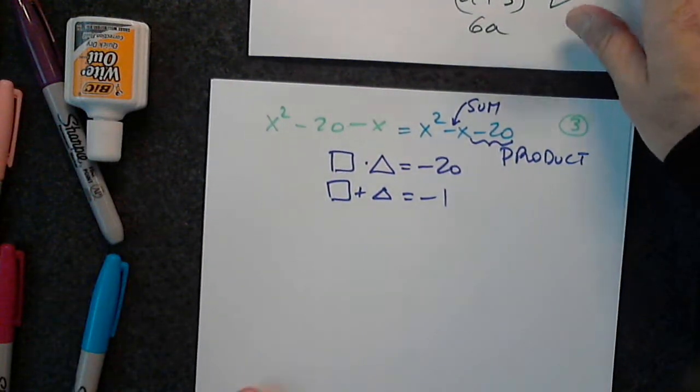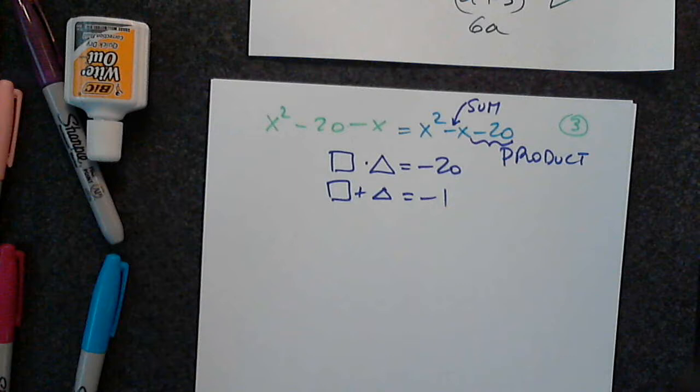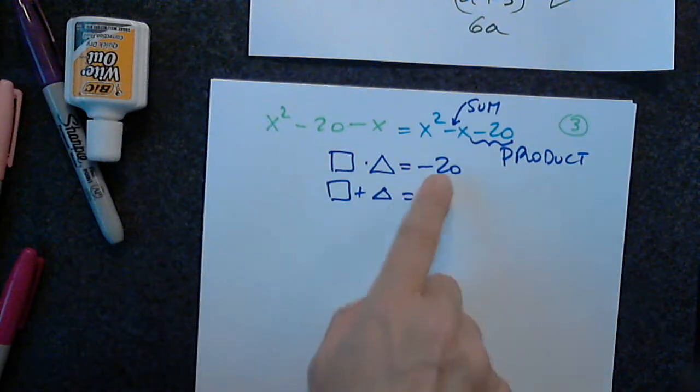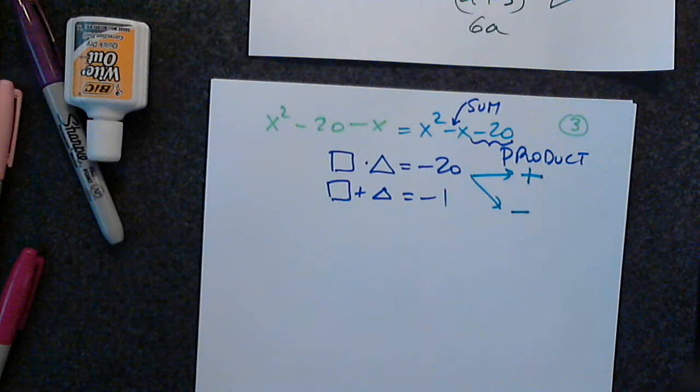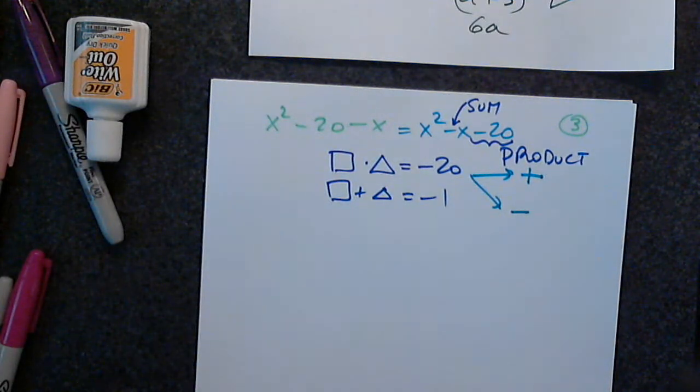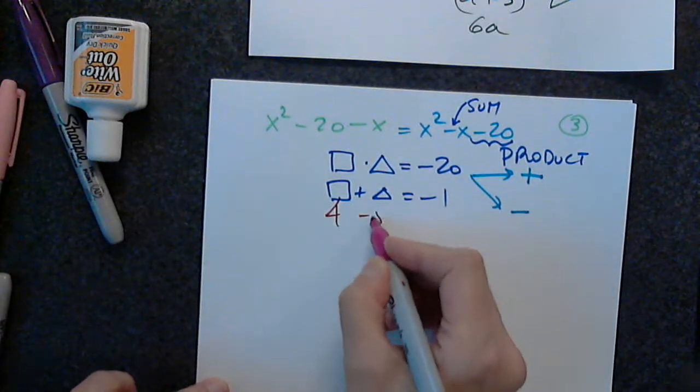It is very important to follow through, so please pay attention. How do I try to find these numbers? I first look at the product. Because the product is negative, I know that one has to be positive and one has to be negative. That's my starting point. The product being negative, one must be positive and one must be negative. Please. It's 4 and -5.